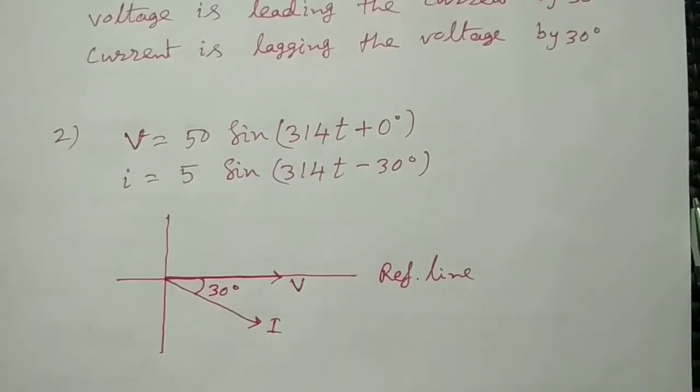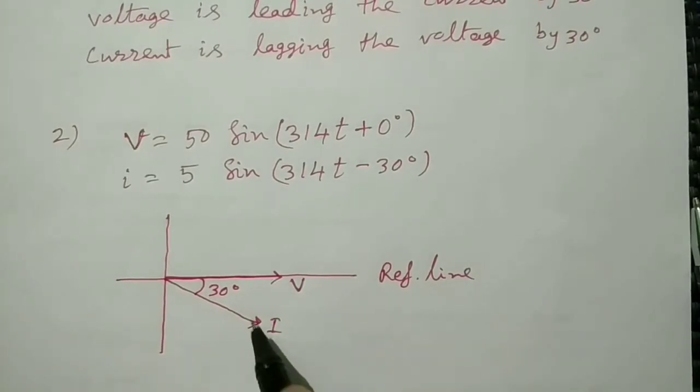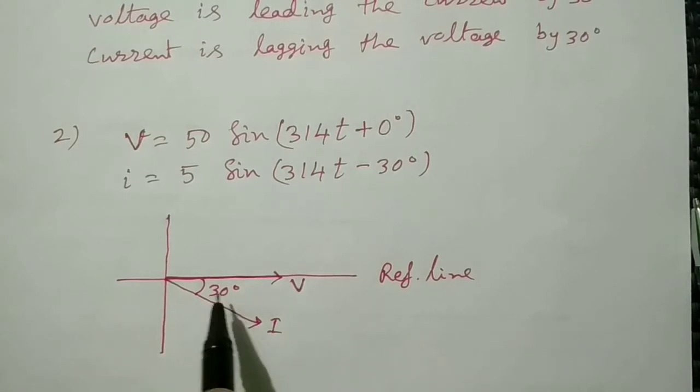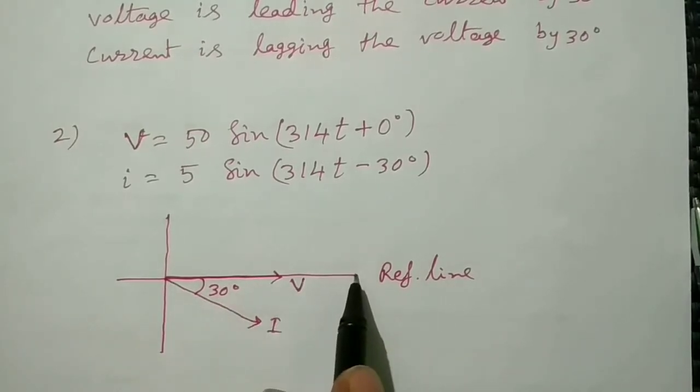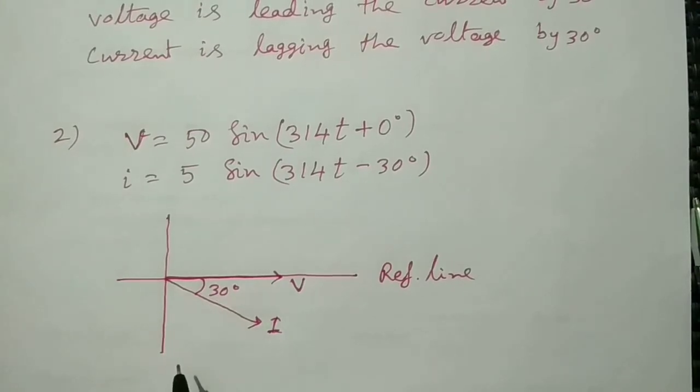Therefore, the current will be in the fourth quadrant. So in this case, we can say the current is lagging the voltage by 30 degree, or the voltage is leading the current by 30 degree. Generally, the value which is along the x-axis or along the reference line is considered to be the reference value. So here we will say the current is lagging the voltage by 30 degree.